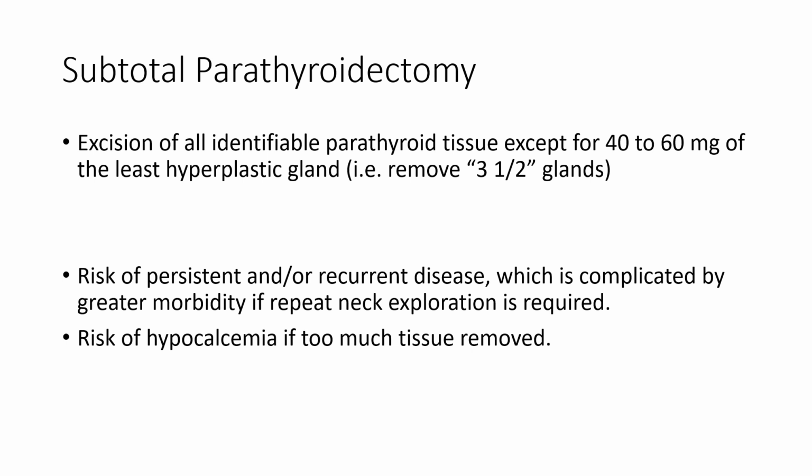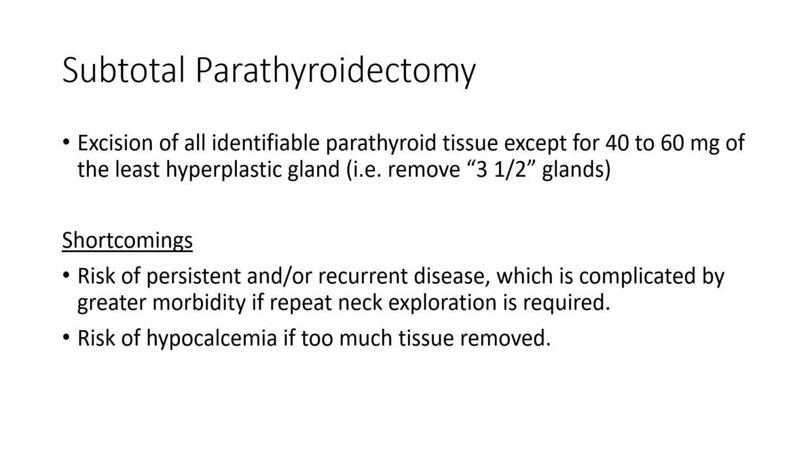This involves the excision of all identifiable parathyroid tissue, except for a small little bit, maybe 40-60 milligrams, of the least hyperplastic glands. We'll take out basically 3.5 of the glands. And the procedure works well. Immediately, the PTH levels fall, but there are some drawbacks.